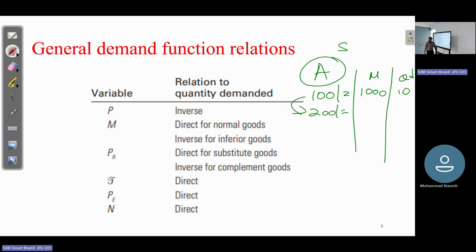Increase. The price of the product increased to 200. What will happen to the consumer income? Increase, decrease, not change? Not change. Why? Demand says when the price changes, all the other factors remain unchanged.